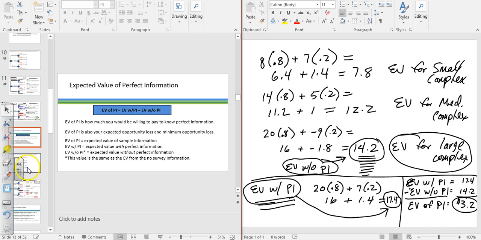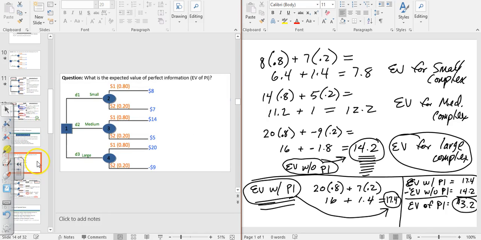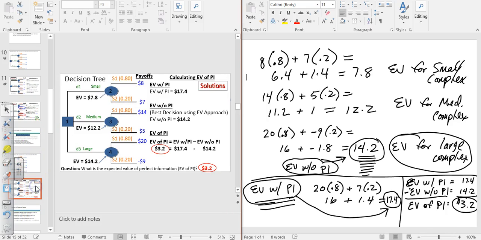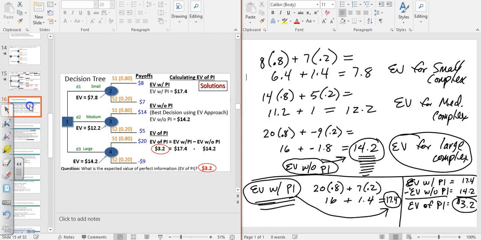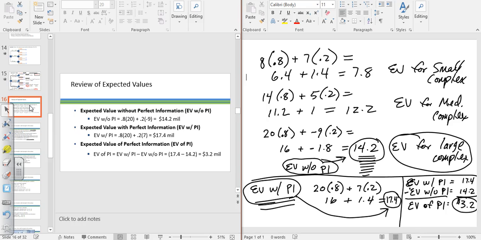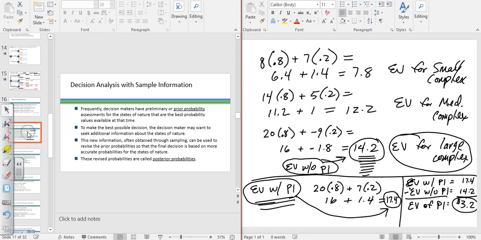Okay. Let's move on from there. And this is the expected value of perfect information. It didn't really have to do any calculations here. It just showed you quickly 17.4 minus 14.2 is 3.2. Okay, I think we've covered that, so let's keep going. And again, they wrote it out, but we already know.